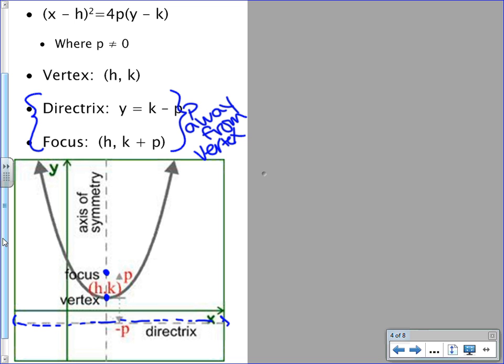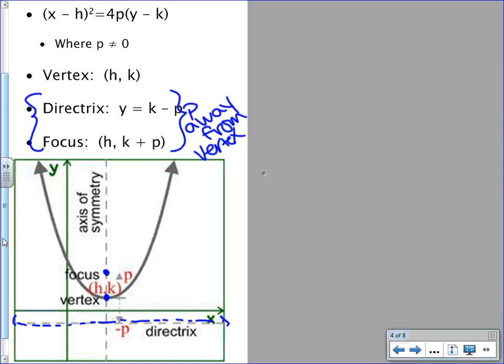You're on the right track. Would it be a negative p? We would have to have a negative coefficient. 4p would have to be a negative number. If it's negative, we know they're going to open down. Positive will be opening up.